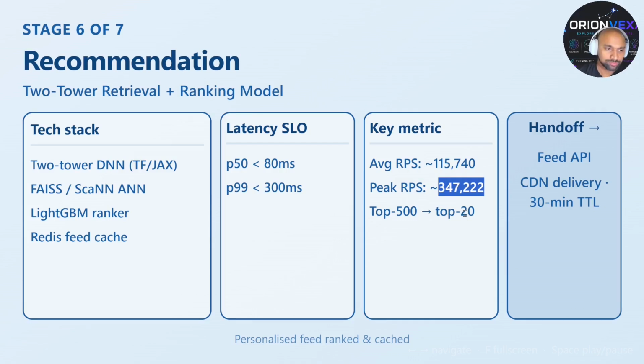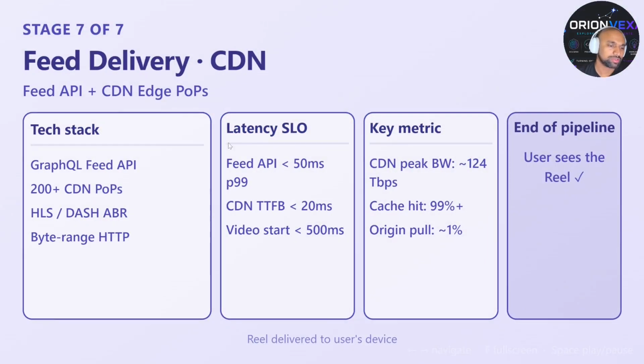Handoff: this is the last stage. We hand over the data to the CDN, the feed API, and CDN points of presence. For the tech stack, we are using GraphQL, a graph query language, for the feed API. It will be fed to 200-plus content delivery network points of presence. Next, let's see the latency. The feed API is less than 50 milliseconds for 99% of requests.